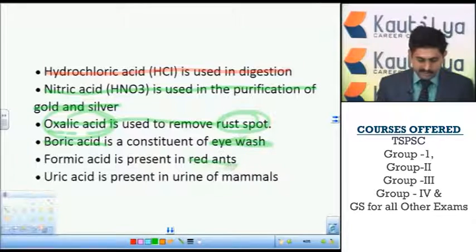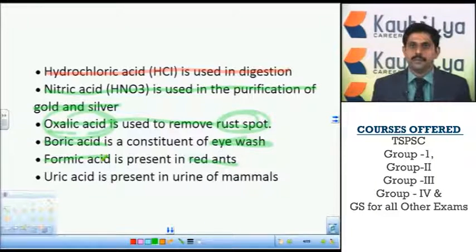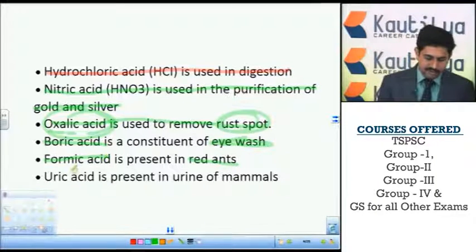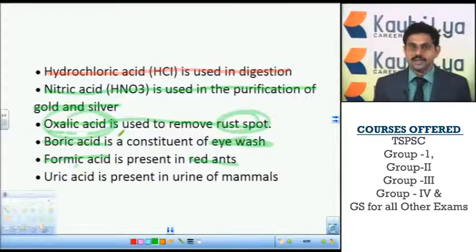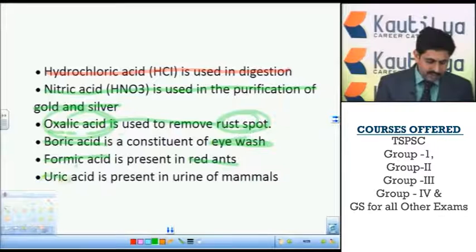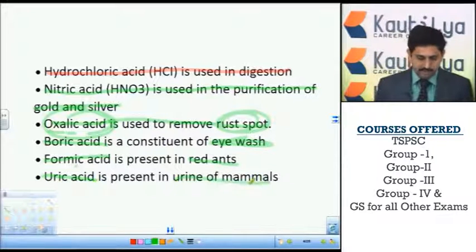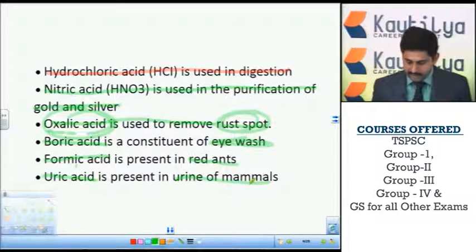So the red ants, they contain formic acid. Red ants means whatever ants, whenever they sting you, what will happen? You will feel the pain. That pain is because of the release of formic acid. The sting consists of formic acid. We are going to release one kind of uric acid through urine. Mammals, all the mammals including the human beings, we secrete uric acid, right?